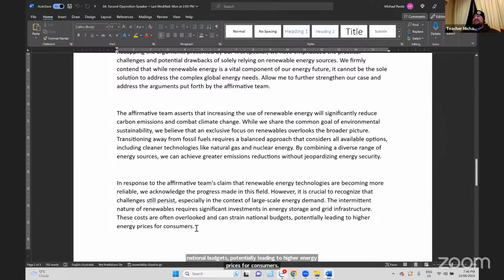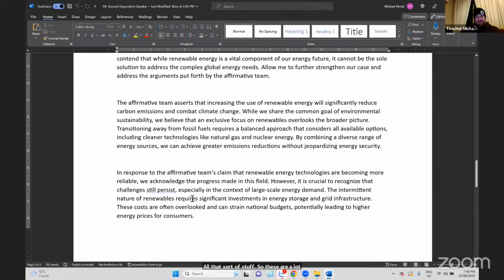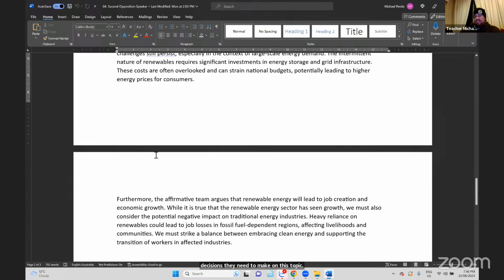So in this instance, the basis of how much anything costs comes from how much it costs to make that product, and it's followed by how many people we expect to use it. So if we're going to spend, say, billions and billions of dollars on developing this national clean energy situation, then we're going to need to charge people quite a lot of money to be able to use it to make money back, which is the point of the business. So we can feed our employees, make sure no one goes hungry, all that sort of stuff. So these are a lot of important decisions they need to make on this topic. And it's good that the opposition team is pointing them all out.